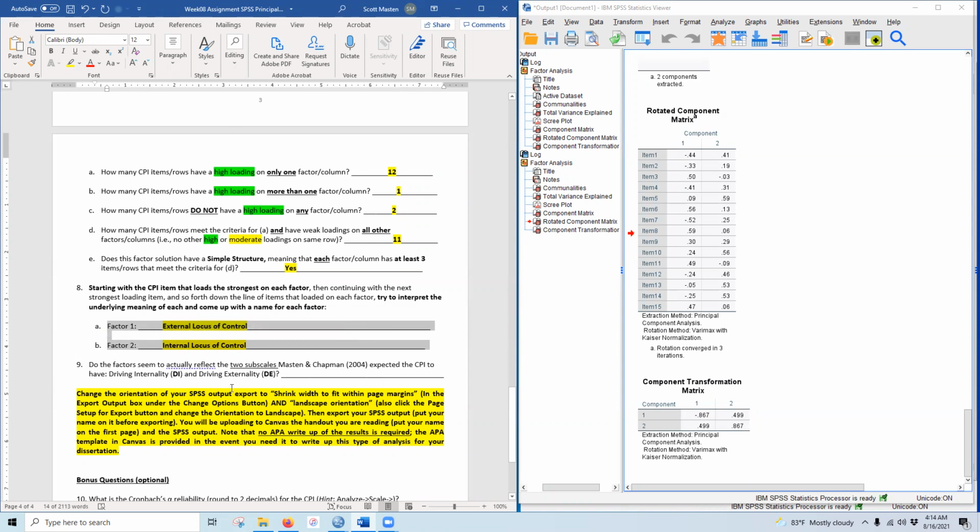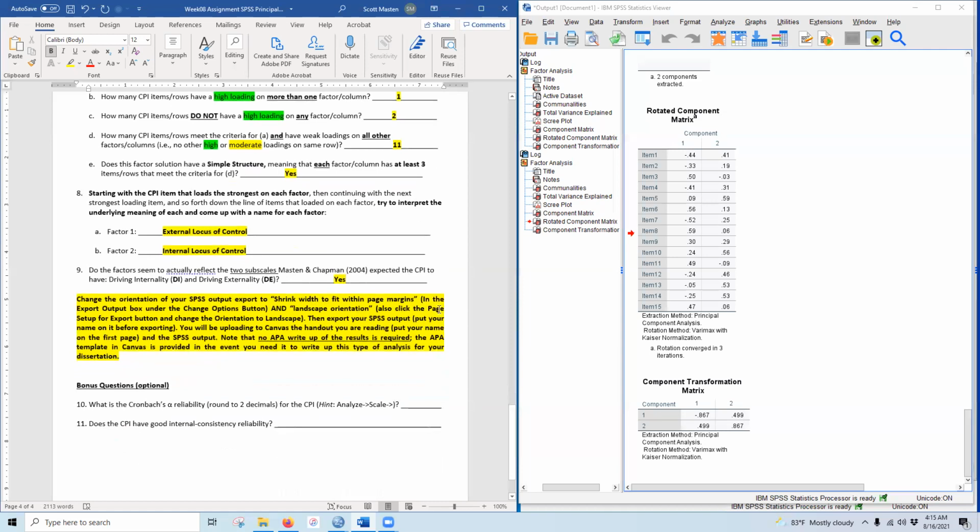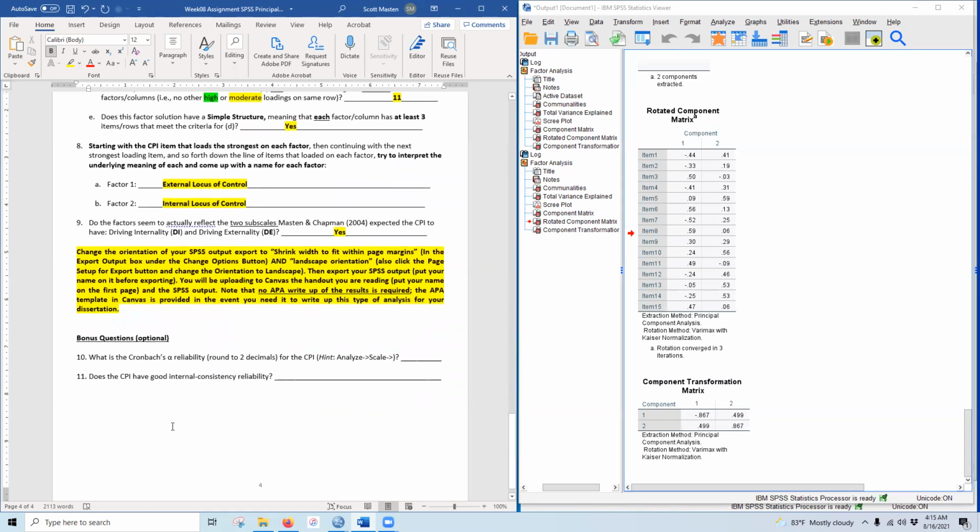Do the factors seem to actually reflect the two subscales that Mastin and Chapman expected for the CPI, that is driving internality and driving externality? I thought so, except for the 4 items that didn't really do a good job of loading anywhere. But again, not going to hurt my feelings if you disagree. Note there is no APA write-up. So there are some bonus questions. Let me do the bonus questions for those who are masochists and love it.